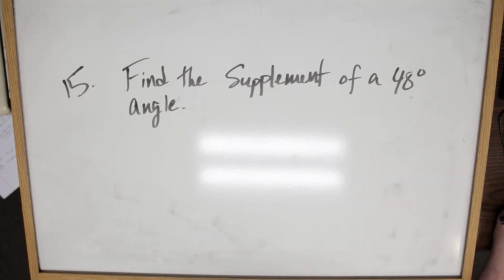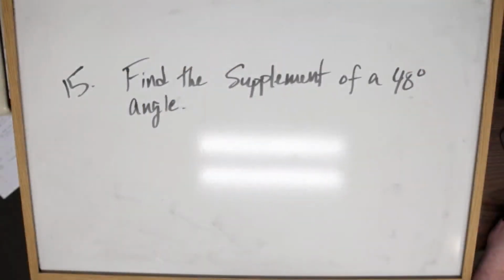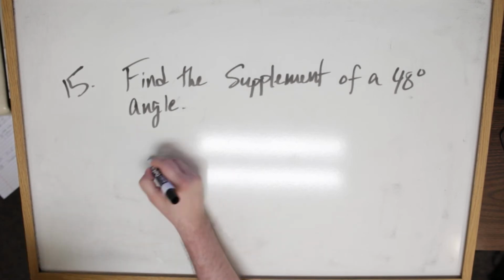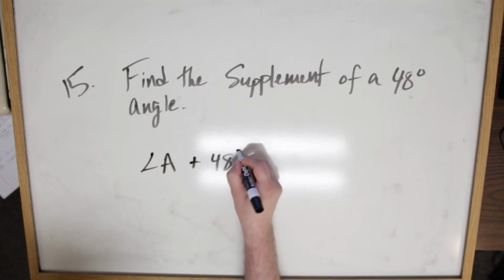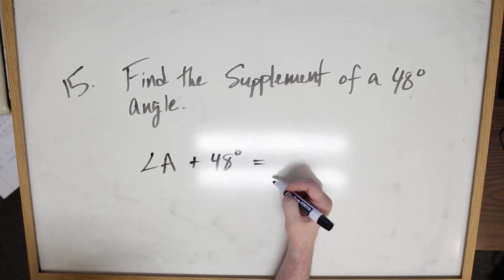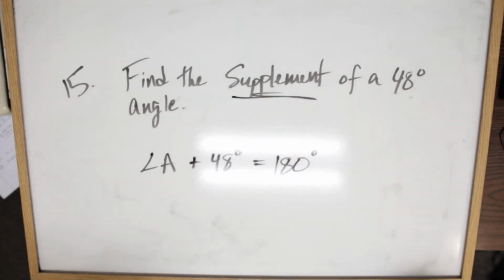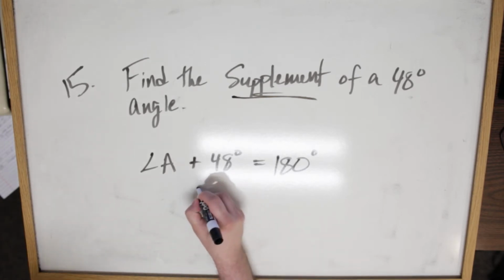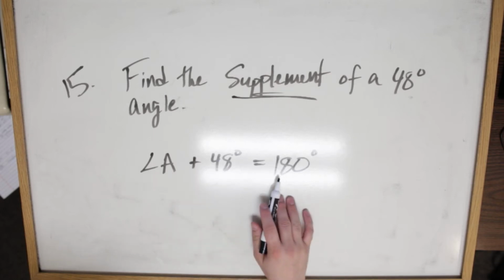So what does supplement mean? Let's switch back. Supplementary angles are when two angles are added together to form 180 degrees. Okay, so what that means is similar to what we had last time. I'll have angle A plus 48 degrees is equal to, instead of 90 degrees this time, we're going to do 180, because that's what the word supplement means. So to find out what that is, what number added to 48 would equal 180?